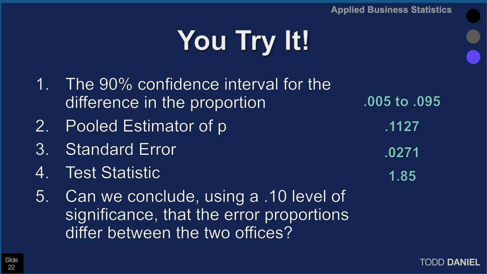So can we conclude, using a 0.10 level of significance, that the error proportions differ between the 2 offices? Yes, we can. And that is how you do a two-sample proportion test, either with or without data, using Microsoft Excel.